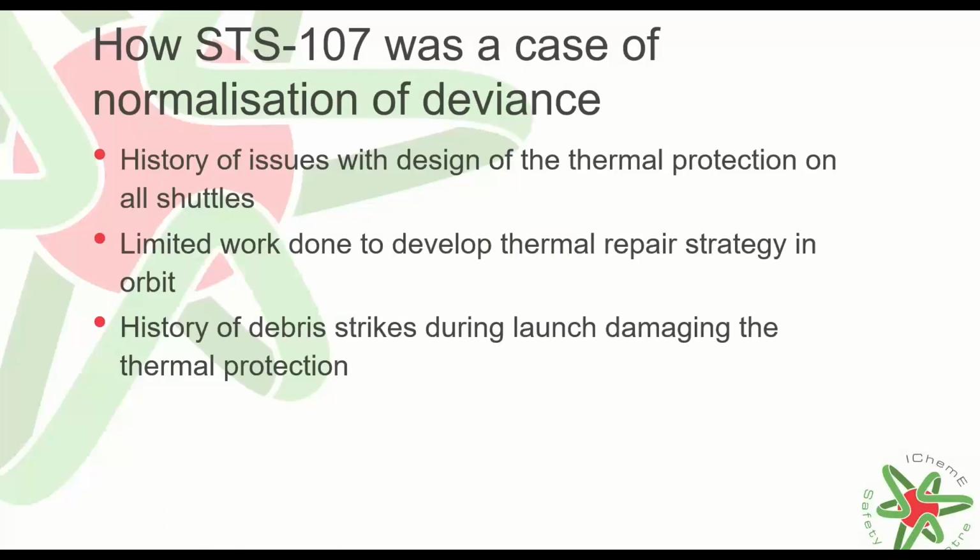So they certainly had a history of the design issues. As I've mentioned, they tried to develop a repair strategy in orbit, but it didn't work. They could not actually make it function, the repair strategy. So they came to the conclusion that debris strikes were pretty much going to happen and the thermal protection should be okay.